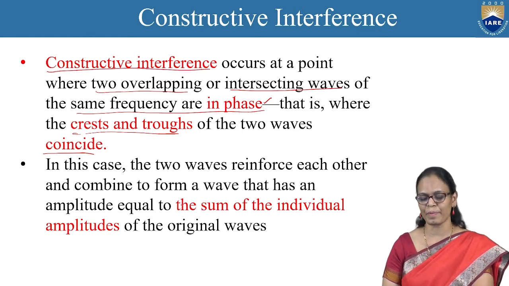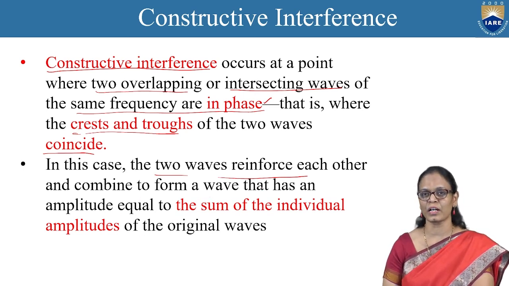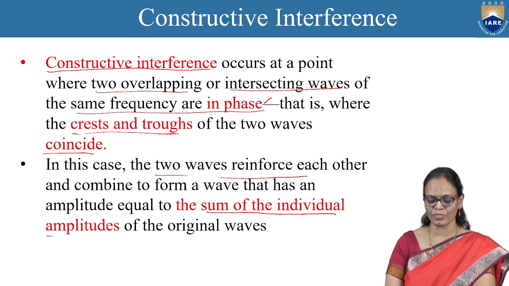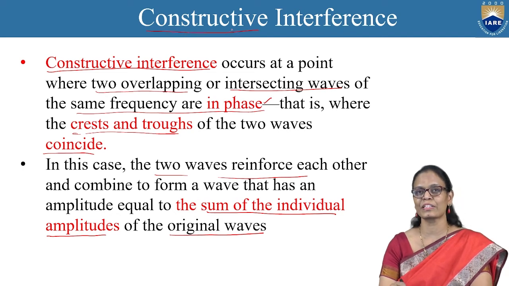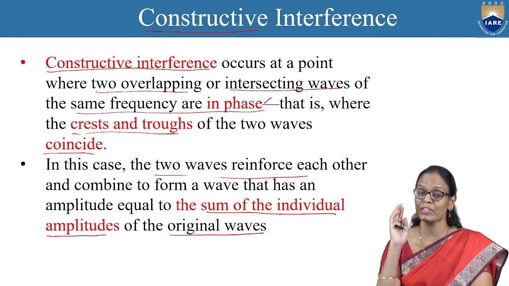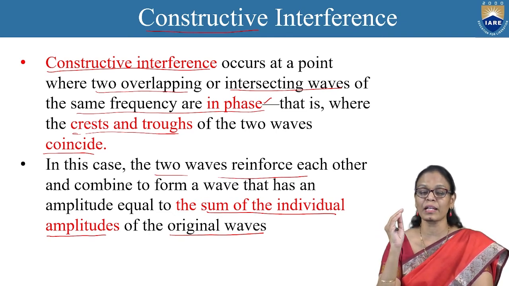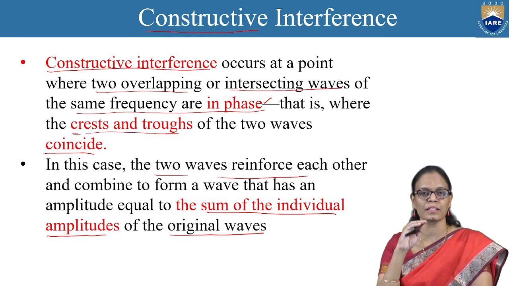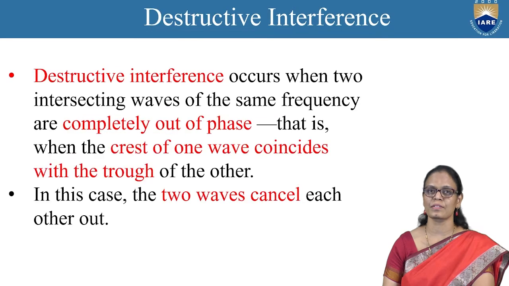So in this case, what happens? The two waves reinforce each other and combine to form a wave. The resultant wave is the sum of the individual amplitudes of the two waves. What we try to understand in constructive interference is that when two waves arriving at a point have the same frequency, same amplitude and are in the same phase, they reinforce each other so that the resultant is the sum of the amplitudes of the two waves, and then you will have constructive interference.